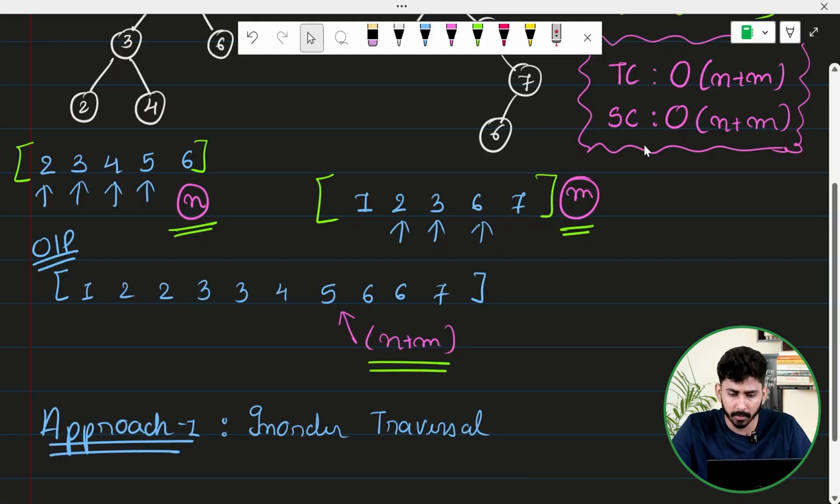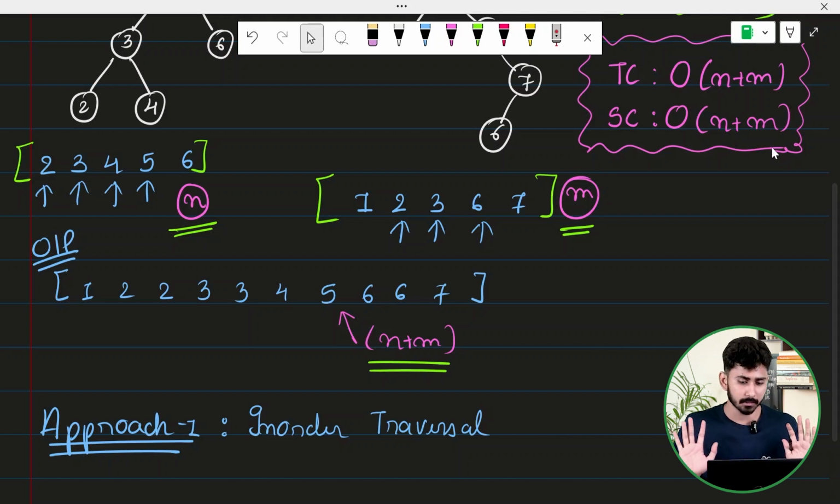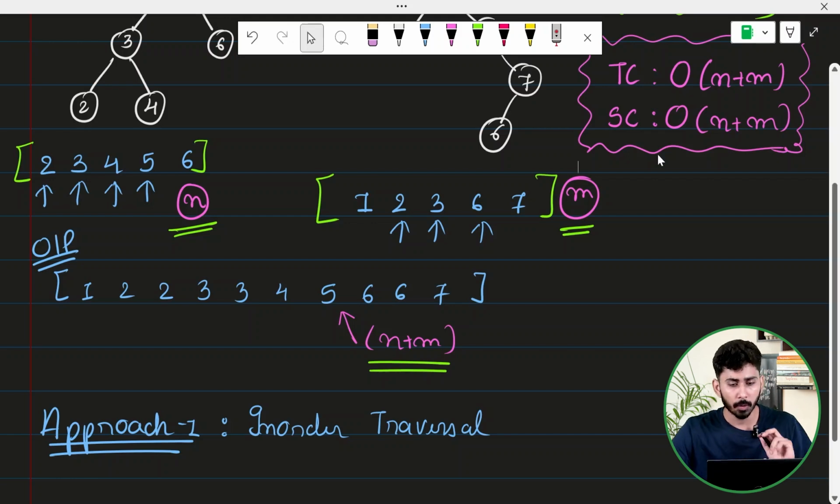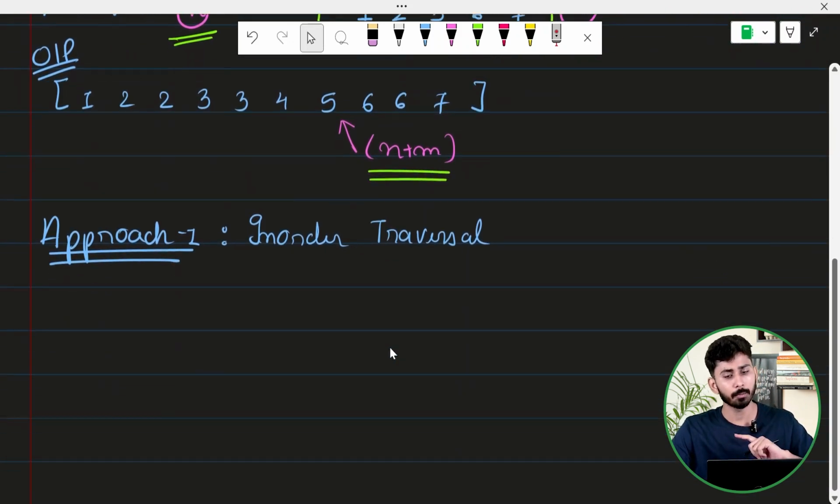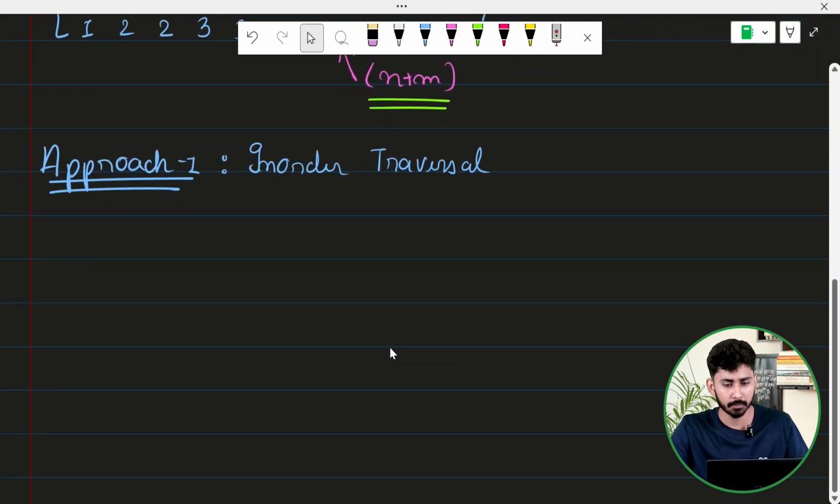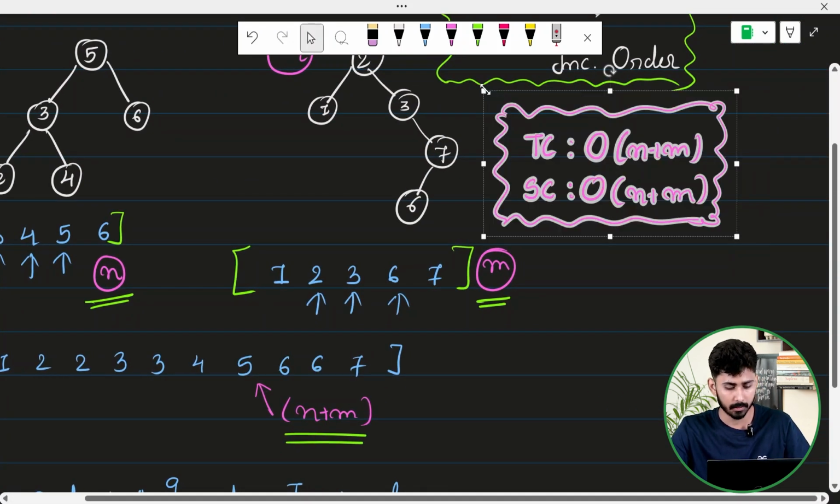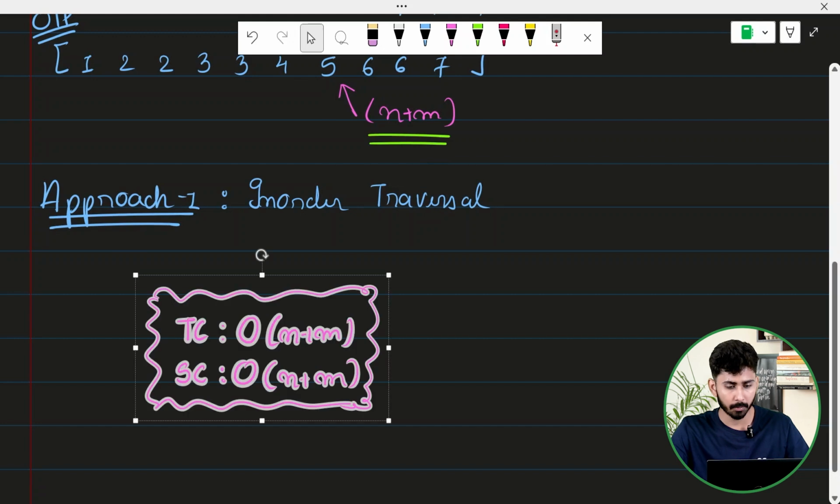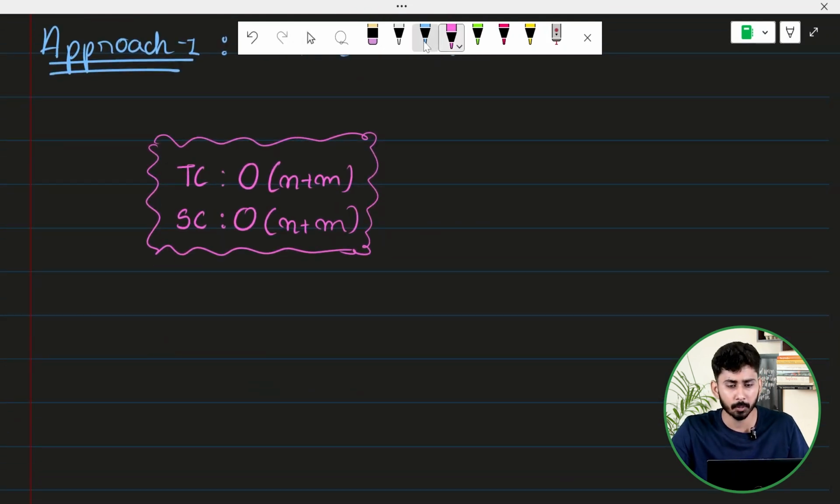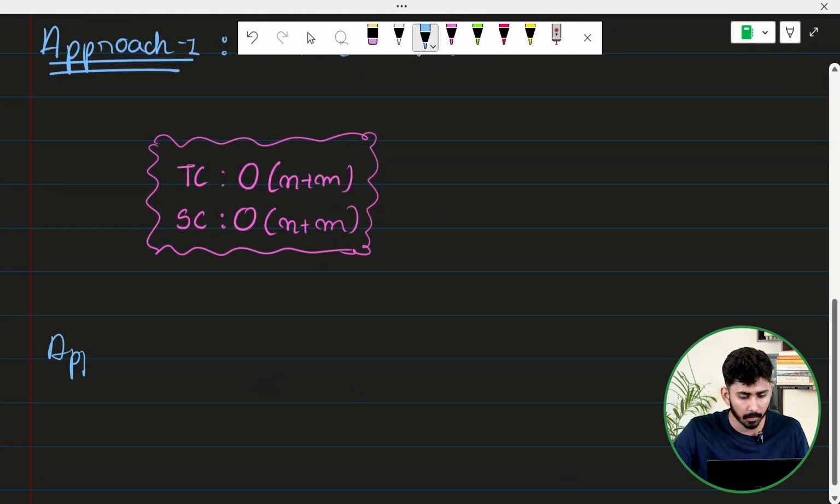But what we got as our space complexity is order of n plus m. This is based on the total number of elements. Now we need to optimize this a little bit, so we need to think of a better approach. This approach 1 will not work, as we saw, because the time and space complexity are not up to the mark. So this is our time and space for approach number 1. Now let's analyze approach number 2. What better things can we do with it?